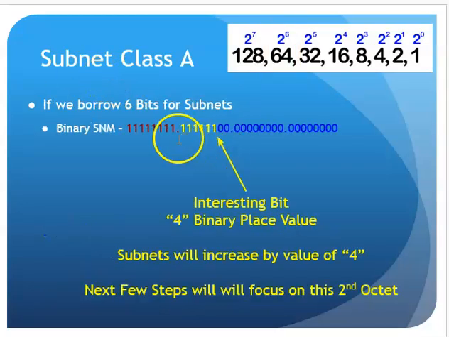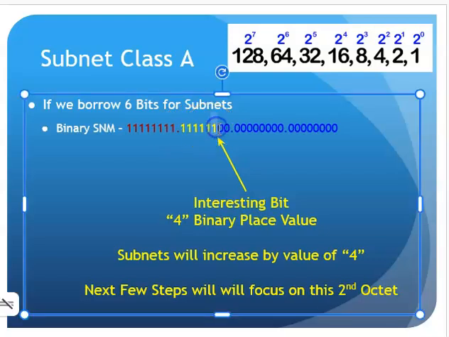I now take a look at the interesting bit, the last place value I borrowed. That last place value I borrowed is my interesting bit. In this case, it's the 4 place. So that lets me know my subnets are going to go up by a factor of 4. The last bit that I borrowed, the 4 place, that's my interesting bit. My subnets will go up by a value of 4.